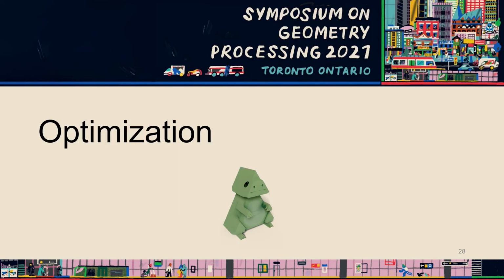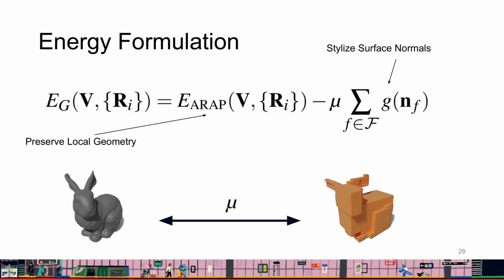So far, we've been talking about our choice of energy functional. In order to stylize meshes according to this energy, we need an efficient way to optimize it on a given geometry. Let's investigate the Gauss energy a bit further. As in cubic stylization, the energy consists of 2 terms, the as rigid as possible energy as well as a weighted regularization term. The parameter mu determines the weight of the g function and thereby the amount of applied stylization.